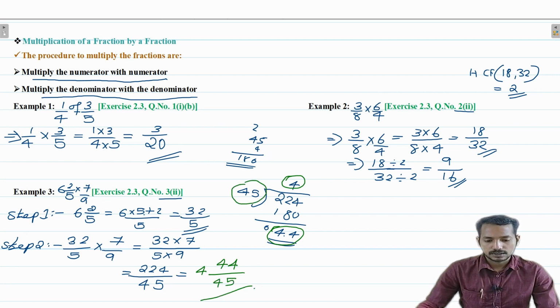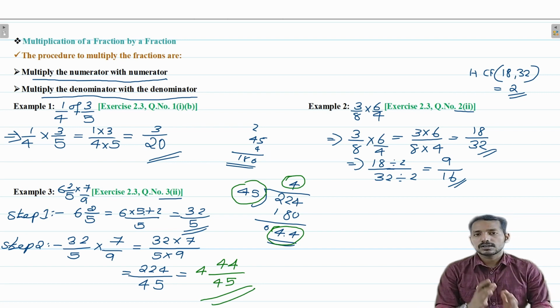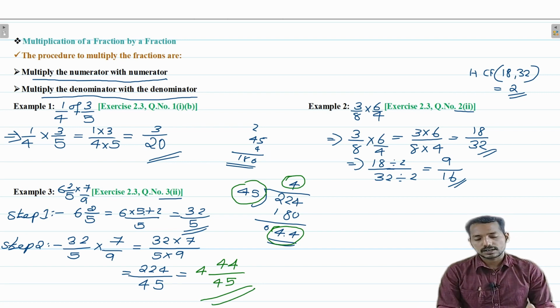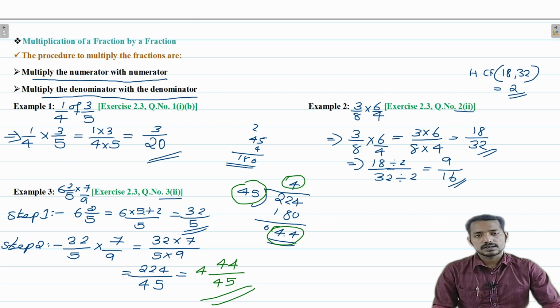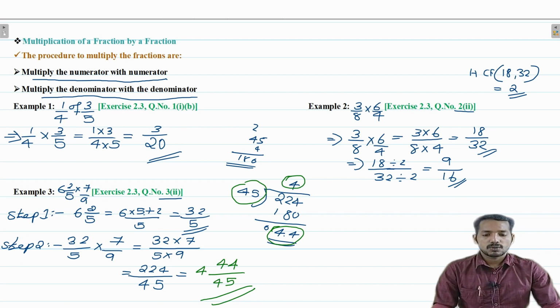Clear? So this is all about multiplication. Same as in the case of multiplying a fraction by a whole number. The only difference is that a whole number has only a numerator; there is no denominator. So we just keep the denominator of the fraction as the denominator of the product. While here, both numbers have denominators, so we multiply the denominators with each other. That's all about multiplication of fraction by fraction.